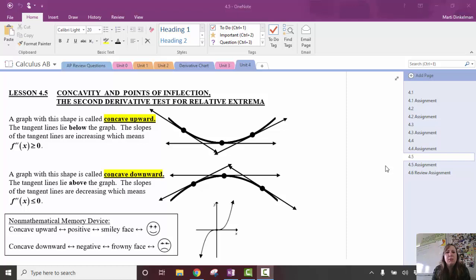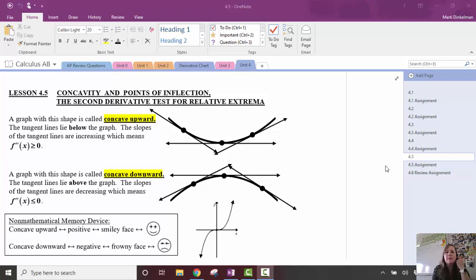And there's really going to be a couple things we talk about. So one is concavity and points of inflection, and that's going to be based on our second derivative. So really similar to last section where we would find the derivative and set it equal to 0 and analyze on a number line. We're going to do the same thing this time with the second derivative, but that's going to tell us about concavity and points of inflection.